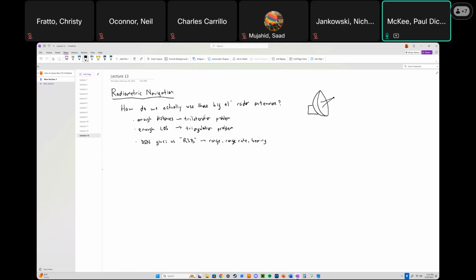So some definitions. Radiometric navigation systems use the principles of light propagation to infer information about the vehicle state. These systems use radio waves.